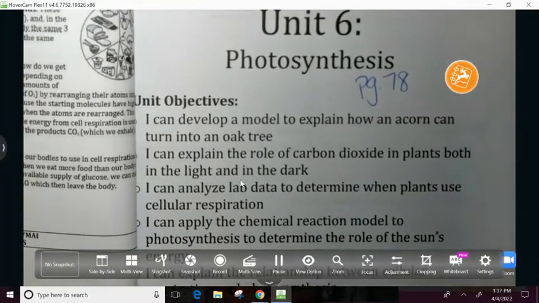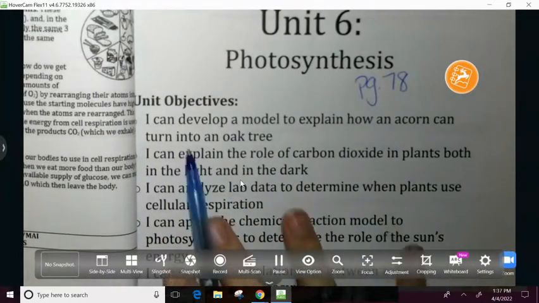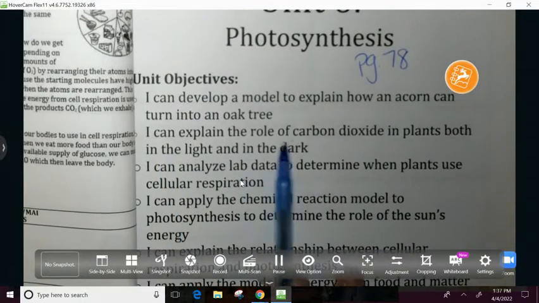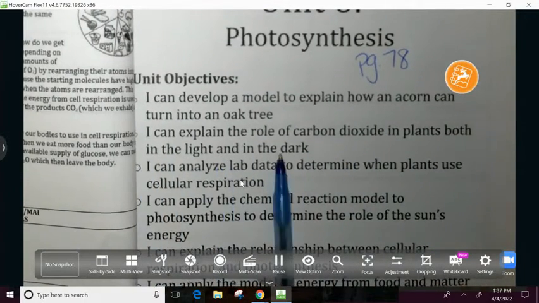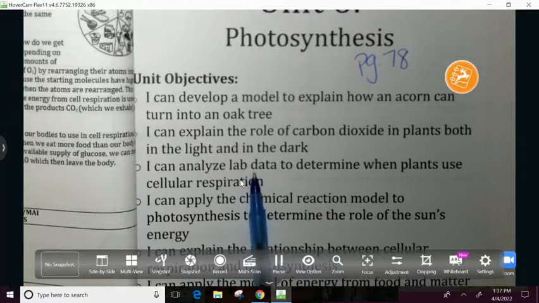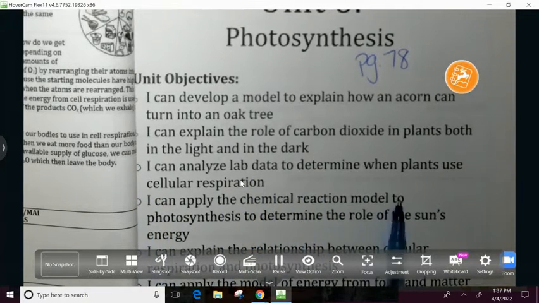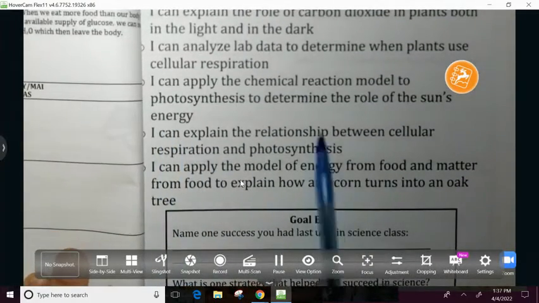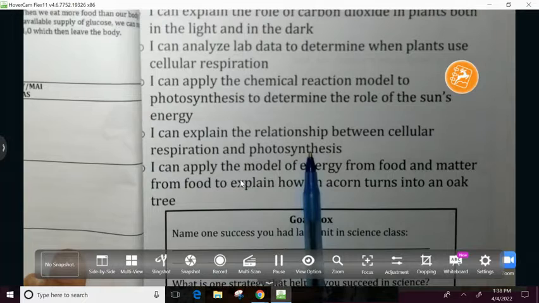Unit objectives. I can develop a model to explain how an acorn can turn into an oak tree. That's going to be the first question we look at. I can explain the role of carbon dioxide in plants, both in the light and in the dark. I can analyze lab data to determine when plants use cellular respiration. I can apply the chemical reaction model to photosynthesis to determine the role of the sun's energy. I can explain the relationship between cellular respiration and photosynthesis.